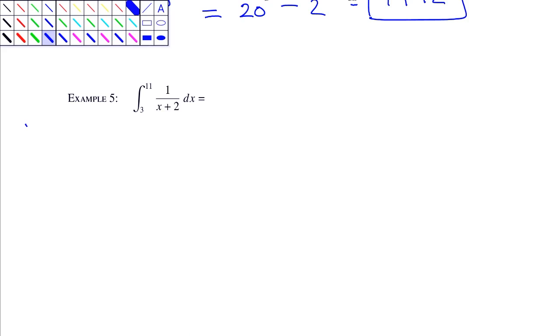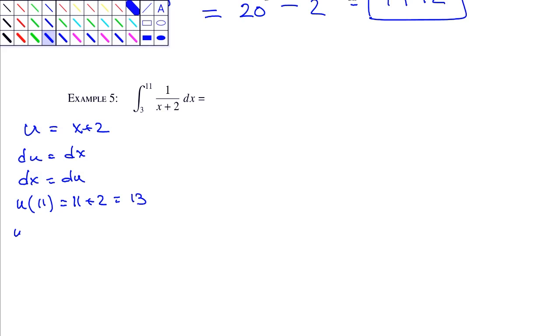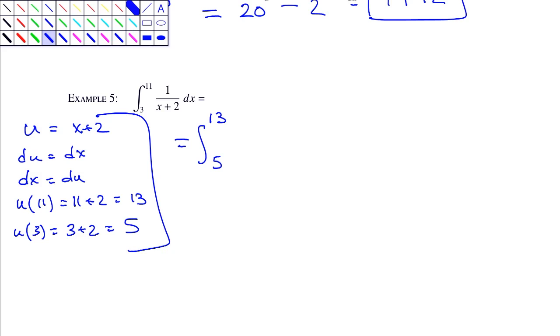All right. So we're going to let u be x plus 2. So du is dx, and dx is du. u of 11 is 11 plus 2, which is 13. And u of 3 is 3 plus 2, which is 5. Using those as the new limits and the new function, we get the integral from 5 to 13 of 1 over u du.